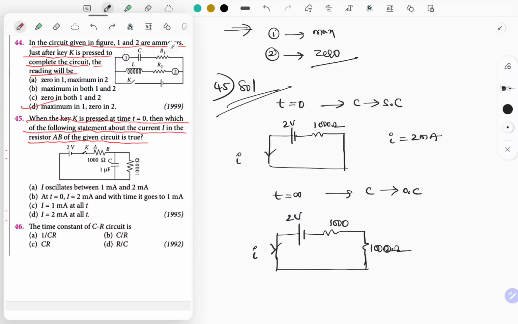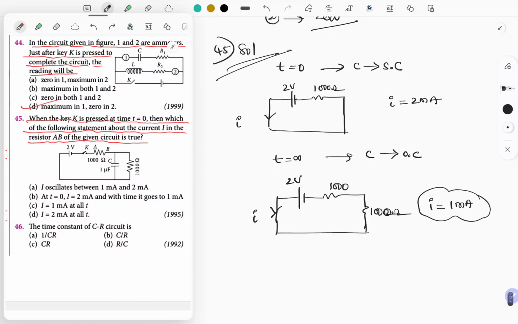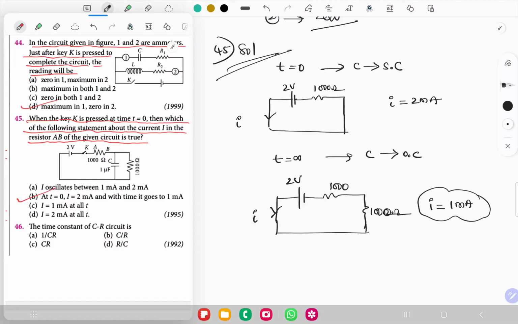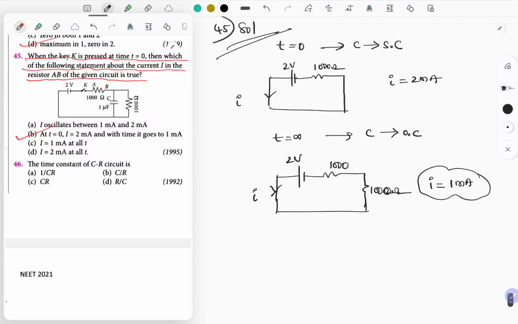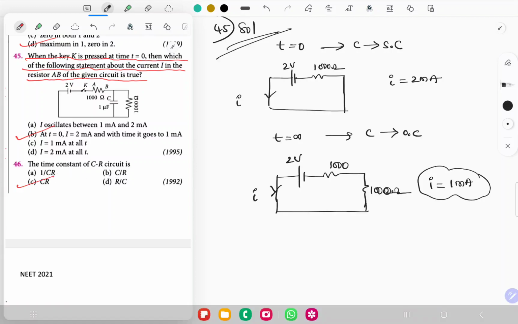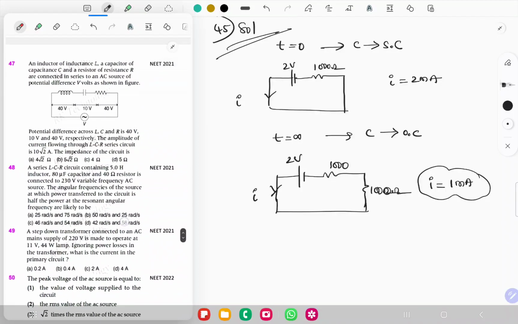Again current flows through the circuit, then I is equal to 2 by 2000 ohm, that is 1 milliampere. So one thing you can decide: as time is increasing, current is changing from 2 milliampere to 1 milliampere. Which option matches? Option B is the suitable answer. For 46, the time constant of an RC circuit is RC. So direct answer. Okay, so let's move on to the next question.